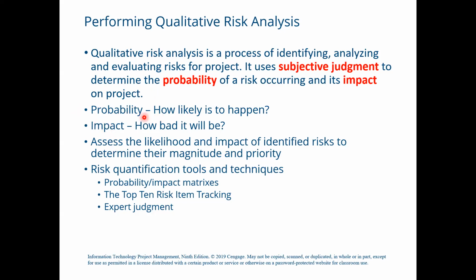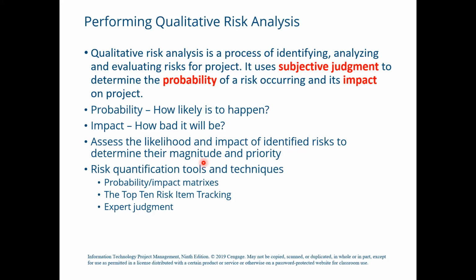So, what is probability? Probability is how likely some risk event is to happen, and impact is how good or bad the consequence will be on our project in the context of schedule, budget or scope, the three constraints. So it assesses the likelihood and impact of identified risks to determine their magnitude and priority.